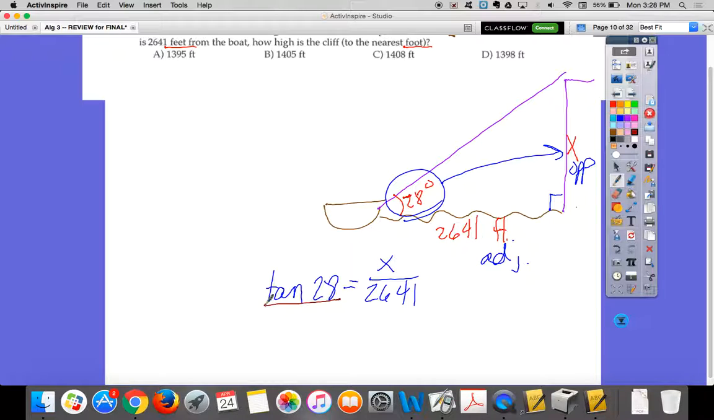So you're going to take your trig value and place it over 1. So now we have a fraction equals a fraction, and you can cross multiply. So that's x equals 2641 tangent of 28. So if I type that in, 2641 tangent 28, I'm going to get 1404, okay? We're just going to leave it like that and not try to figure out which one matches because we changed our angle, okay?